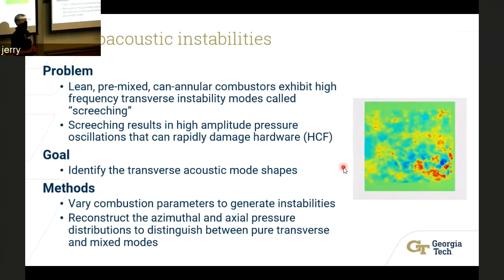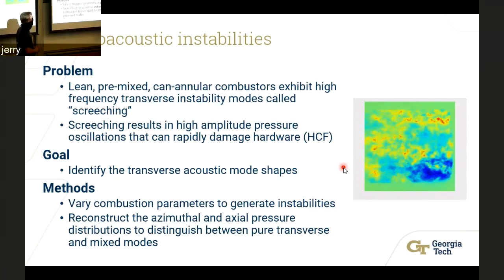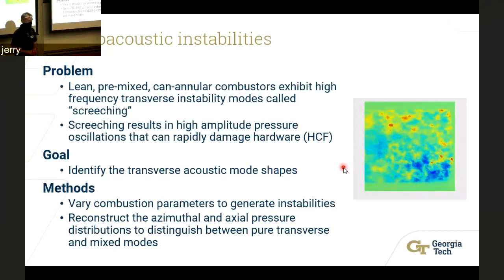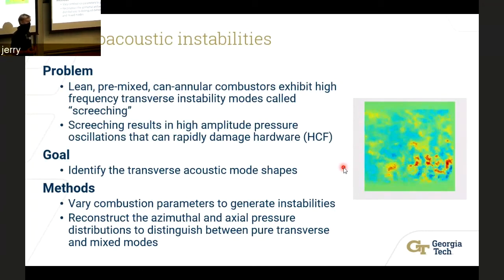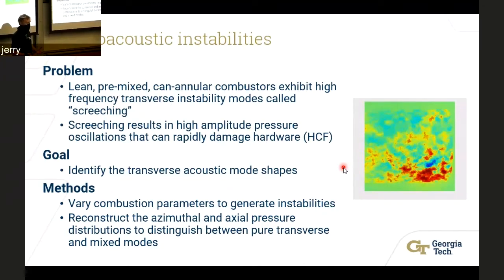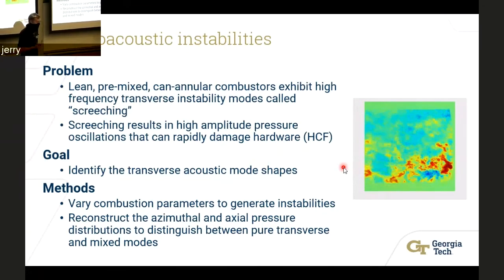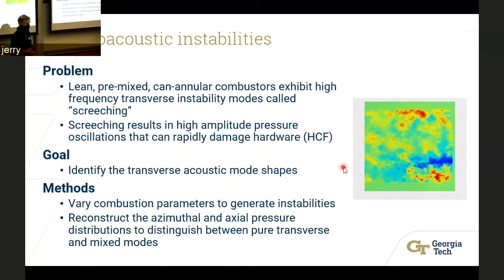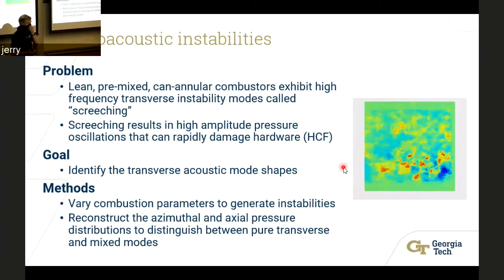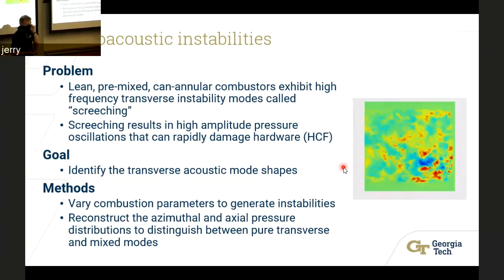The main problem here is that lean premixed combustors are prone to having high frequency transverse instabilities. And this can essentially act as a high cycle fatigue, which can destroy your hardware. This is a real issue. Companies like Mitsubishi Heavy Industries come to the combustion lab here at Tech to solve this problem. And that's exactly what this project was about.